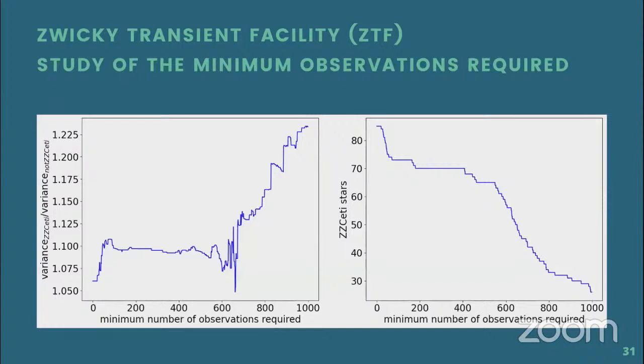And when we did that, the idea was to obtain the ratio of these two means, the mean of the variance inside and outside of the instability strip, as a function of the minimum number of observations that we require each source to have. And so this is the distribution that we recovered of the parameter. And here we showed the number of ZZ stars that had this minimum number of observations required, to see if it still makes sense to do a statistical analysis of the population with these numbers.